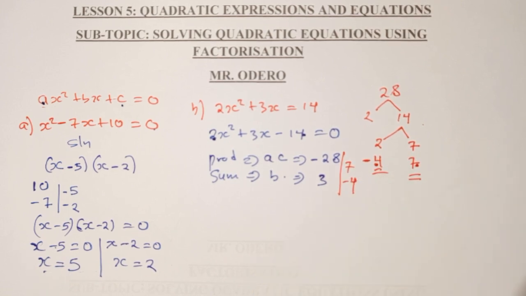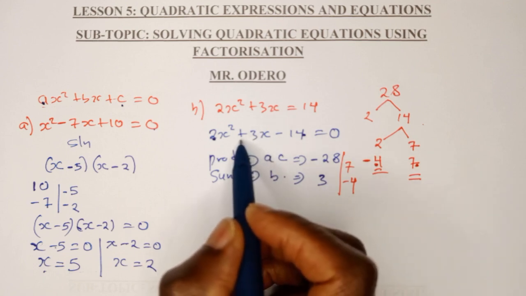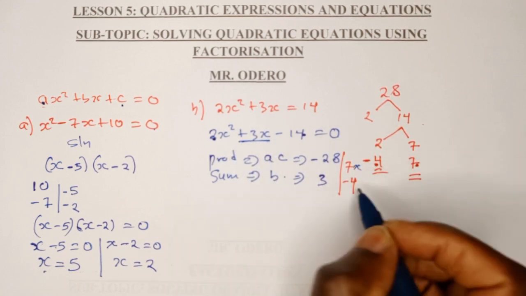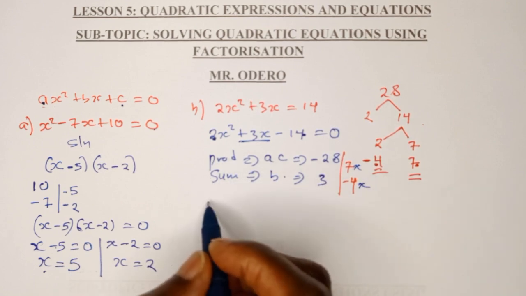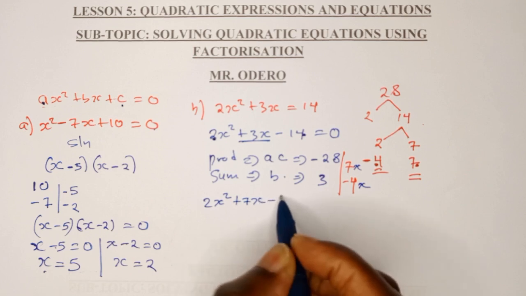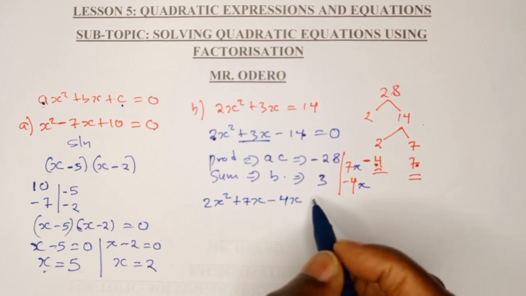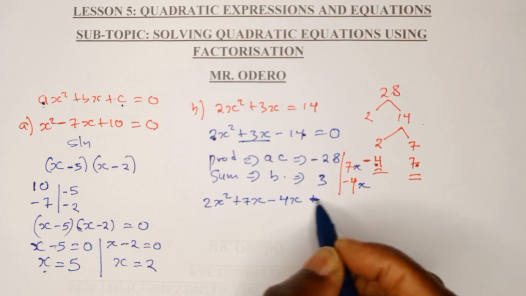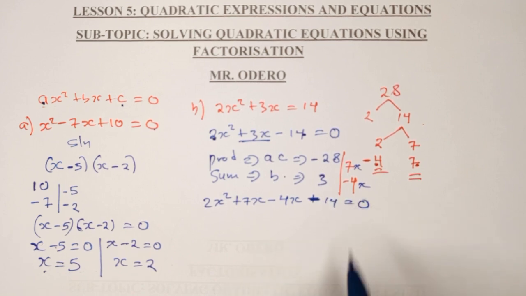After getting them, we substitute or replace the middle term with these two, so we just add x here. Therefore we'll have 2x squared plus 7x minus 4x, then we add minus 14 equals 0.